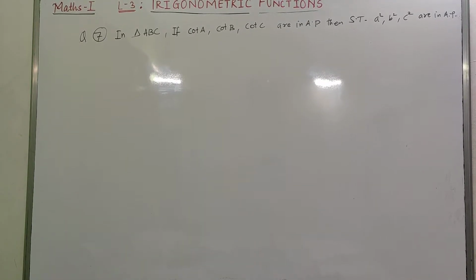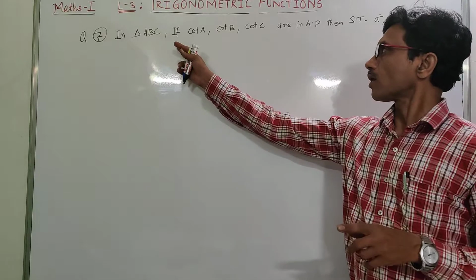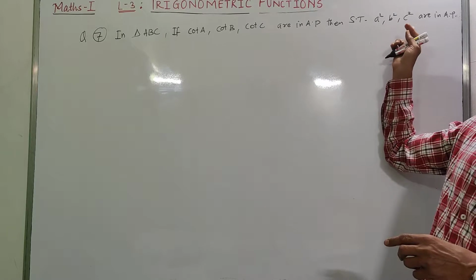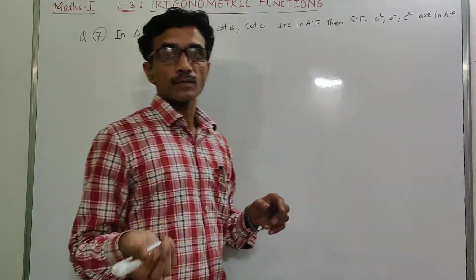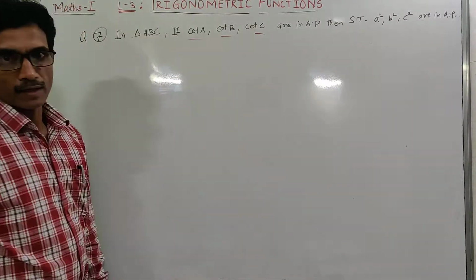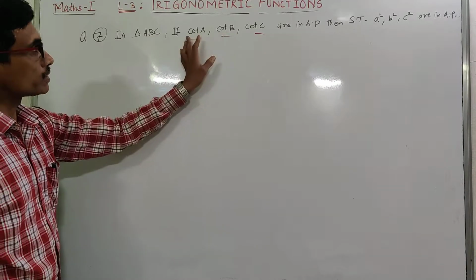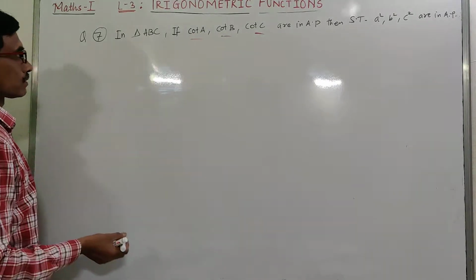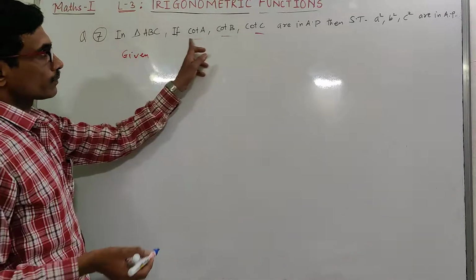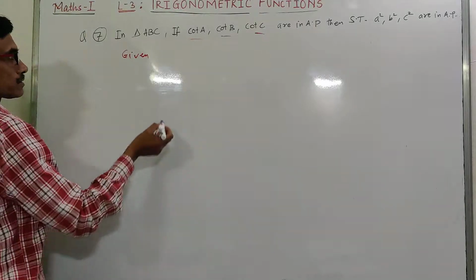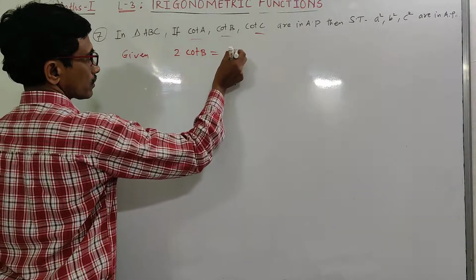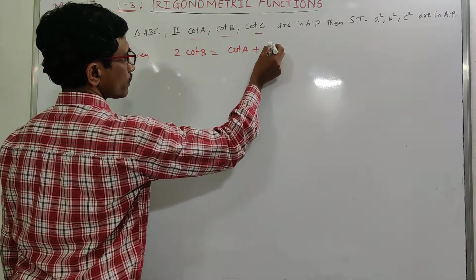Question number 7. In triangle ABC, if cot A, cot B, cot C are in AP, then we show that A square, B square, C square are in AP. So in arithmetic progression, here cot A, cot B, cot C, they are in AP means what? 2 times of the middle term is sum of the remaining 2 terms. So here what is given? Cot A, cot B, cot C are in AP. That means 2 times of cot of B must be equal to cot of A plus cot of C.